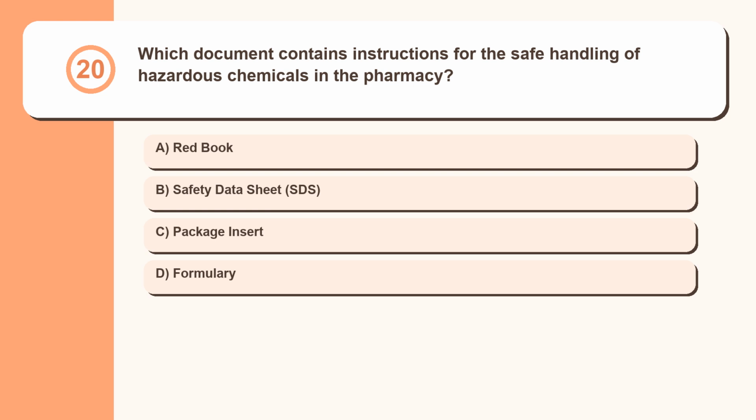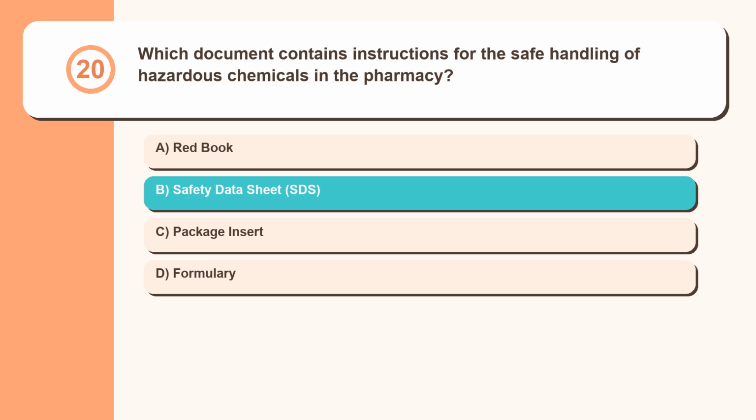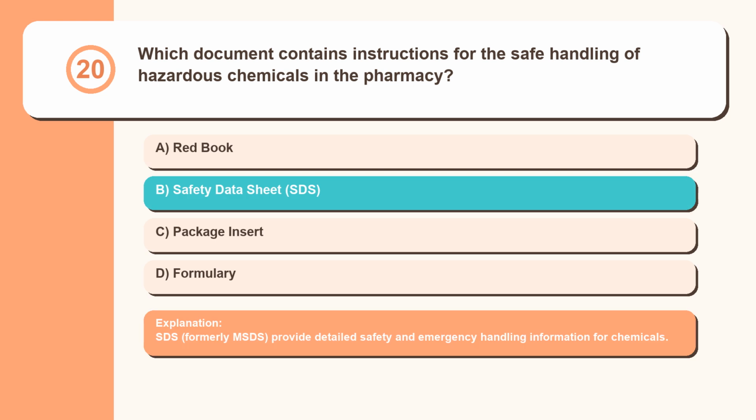Question 20. Which document contains instructions for the safe handling of hazardous chemicals in the pharmacy? Red Book, Safety Data Sheet, SDS, Package Insert, Formulary. SDS, formerly MSDS, provide detailed safety and emergency handling information for chemicals.